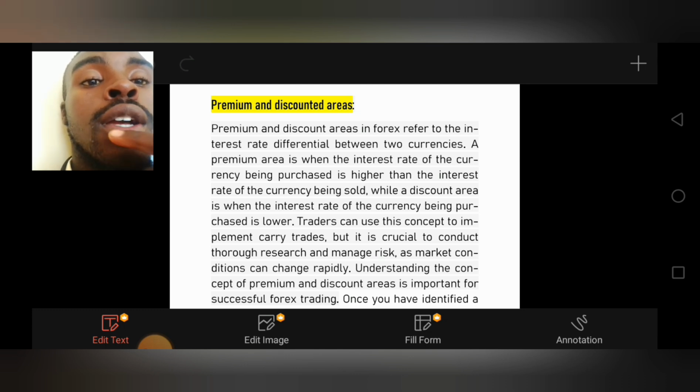Every time we are speaking about premium and discount areas, we use the Fibonacci tool to identify the premium and discount area. Have you understood about them?